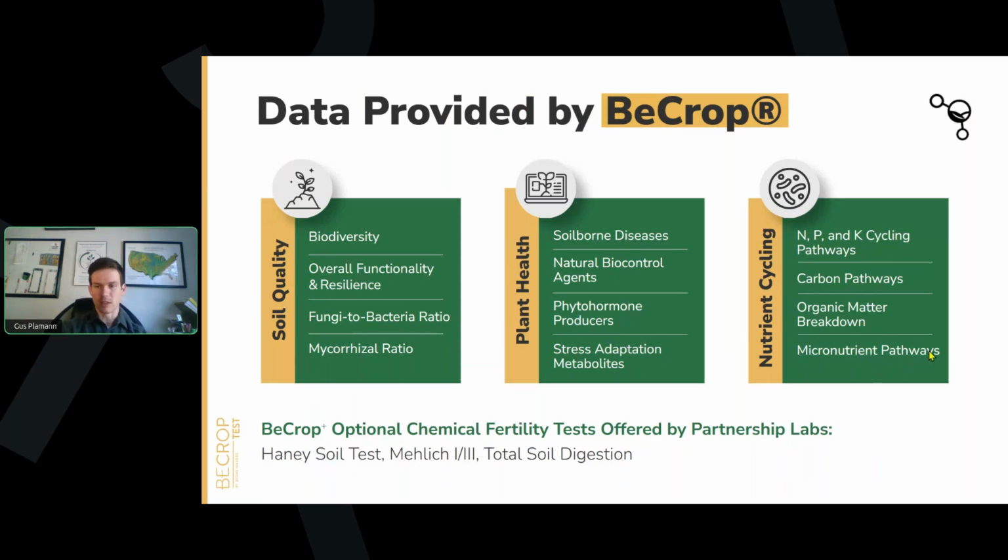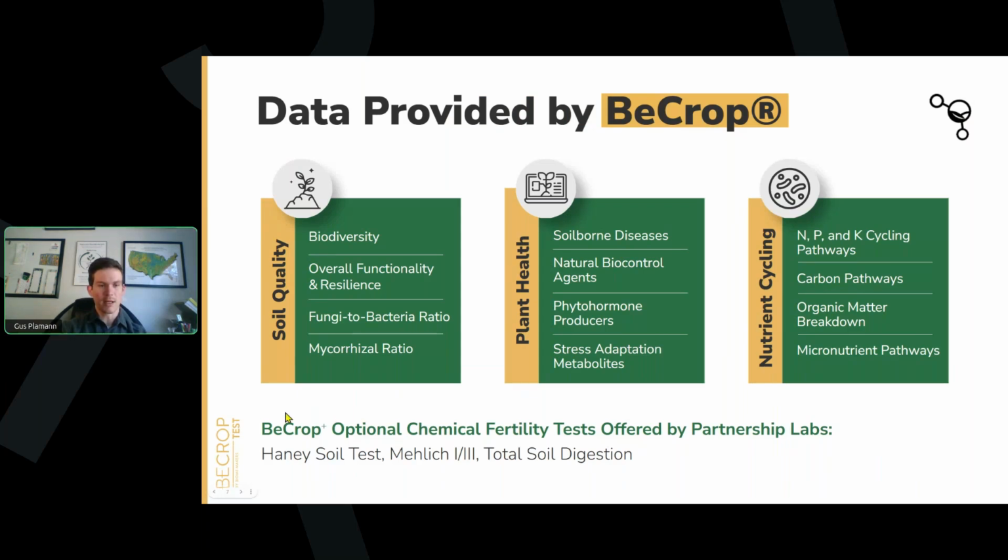And then micronutrient cycling pathways. So the microbes that are able to unlock some of those micronutrients that can be challenging, like manganese and sulfur. Obviously there are some different perspectives on what's categorized as a macronutrient or micronutrient, but really this is just looking at some of those minor elements that plants don't typically need in quite as large of quantities as N, P, and K.